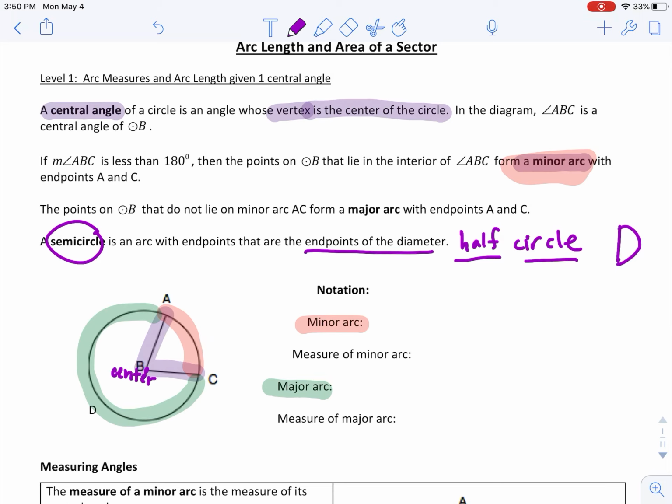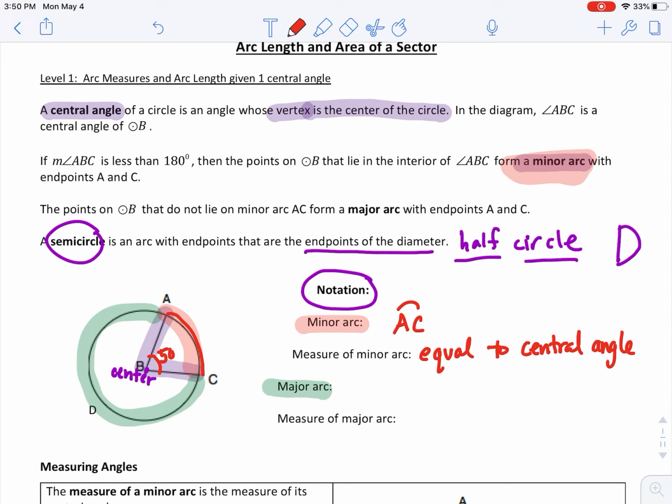All right, so notation. How do we write these? There are always symbols in geometry for things. When we're talking about that minor arc, that was this minor arc right here from A to C, we write just the two endpoints of the arc, and then we put a little arc symbol on top of it. The measure of that minor arc is equal to the central angle. So for example, let's say this central angle was 50 degrees. Then the measure of that arc would also be 50 degrees. They're going to be exactly the same. So the arc matches that angle.